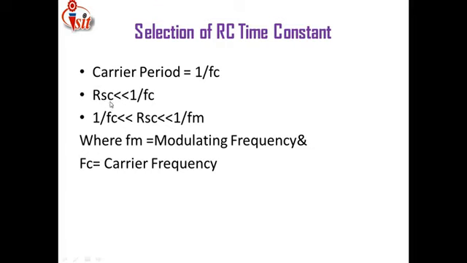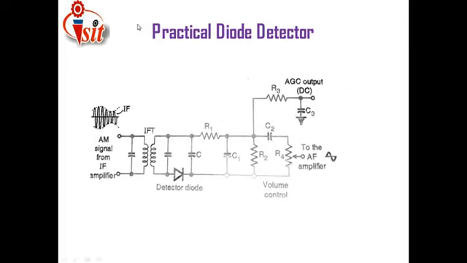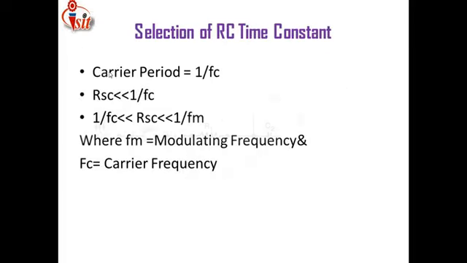Then what about the RC time constant? The RC time constant is very much greater than the carrier time constant, 1 divided by FC, and it is very much less than the modulating time constant, 1 divided by FM, where FM is the modulating frequency and FC is the carrier frequency. Okay, here we have finished the envelope slope detector.